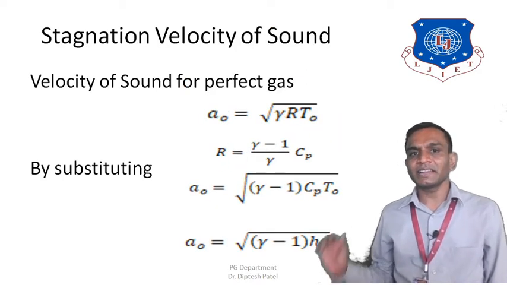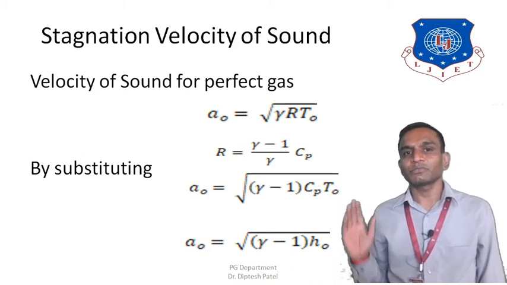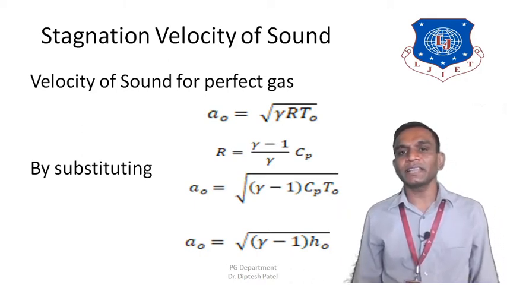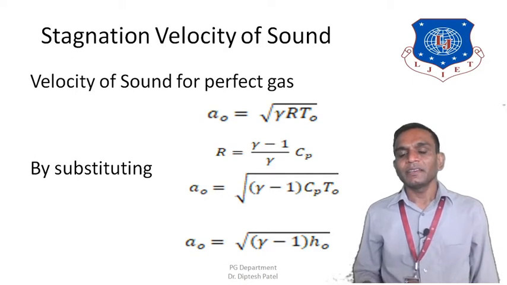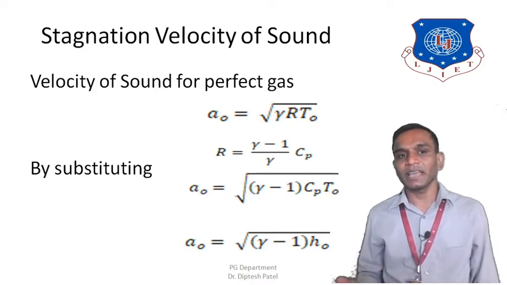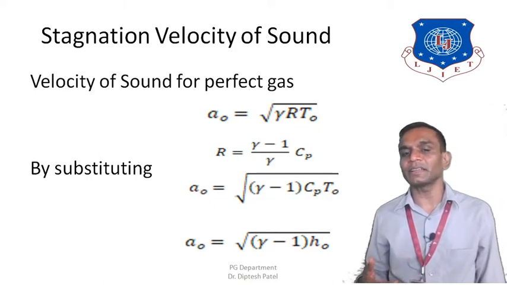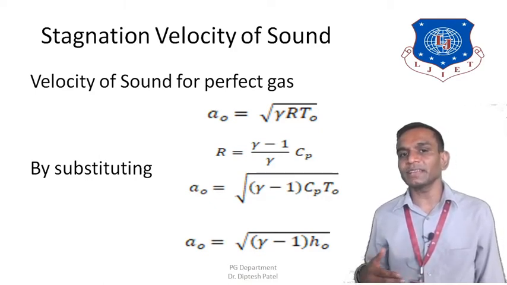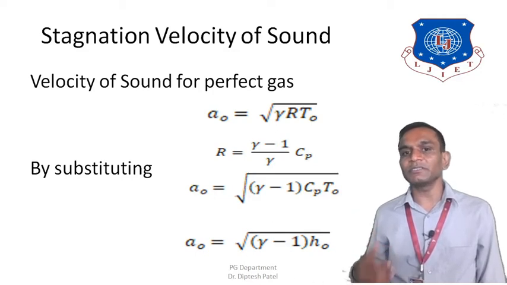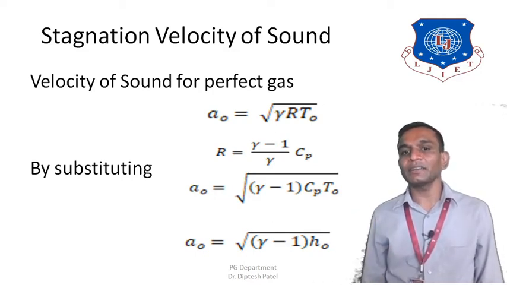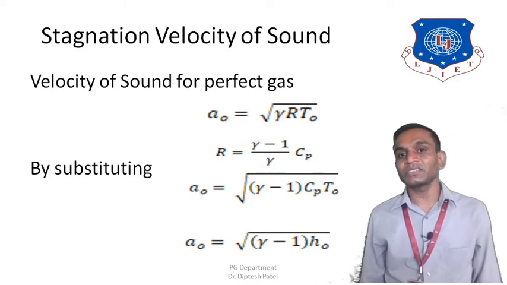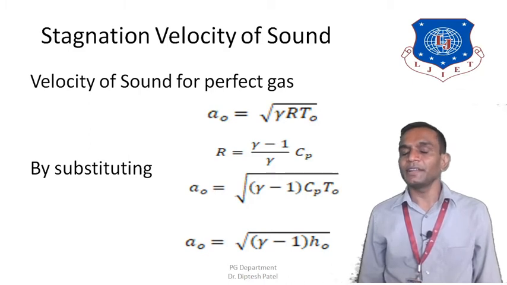Next one is the stagnation velocity of sound. Now stagnation velocity of sound is the velocity obtained by decelerating gas isentropically to zero velocity at zero elevation. And velocity of sound for a perfect gas, since we know that A is equal to the square root of gamma RT, can be written as A0 is equal to the square root of gamma R T0. Also R, the characteristic gas constant, is equal to (gamma minus 1) upon gamma into Cp.